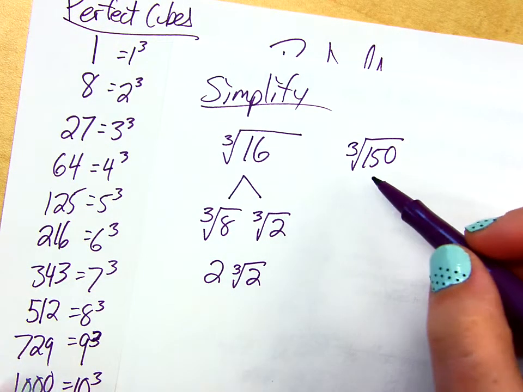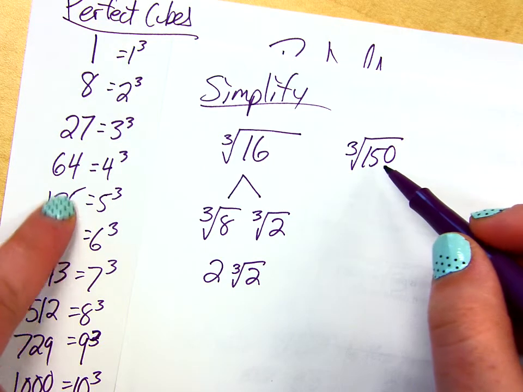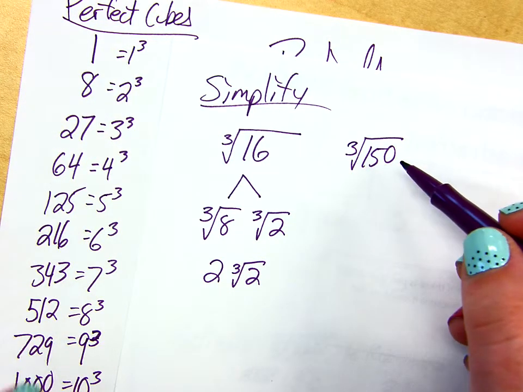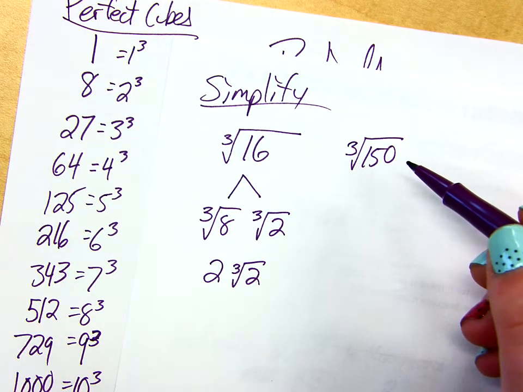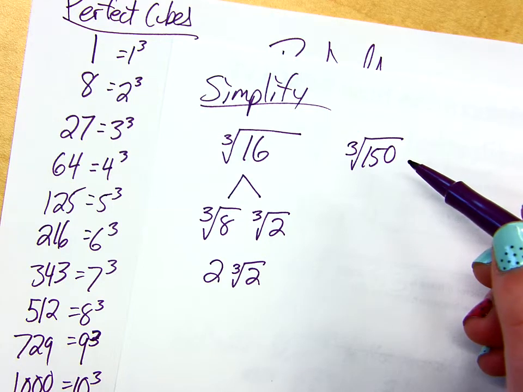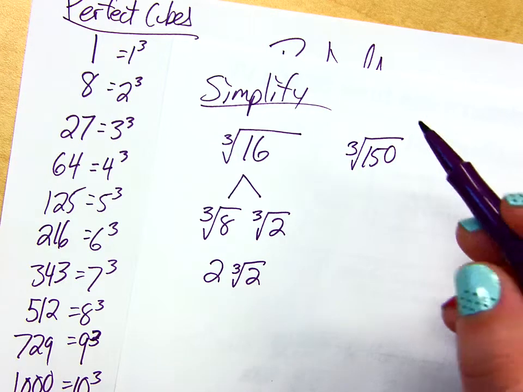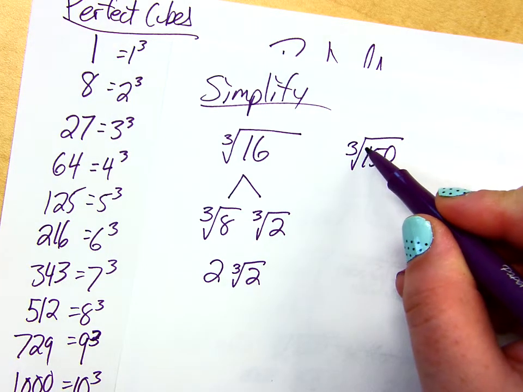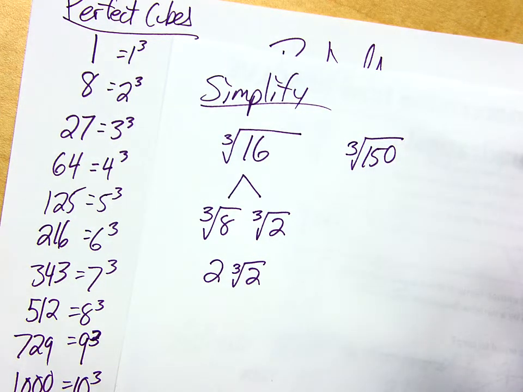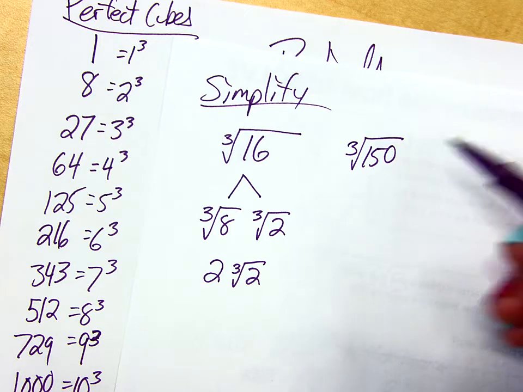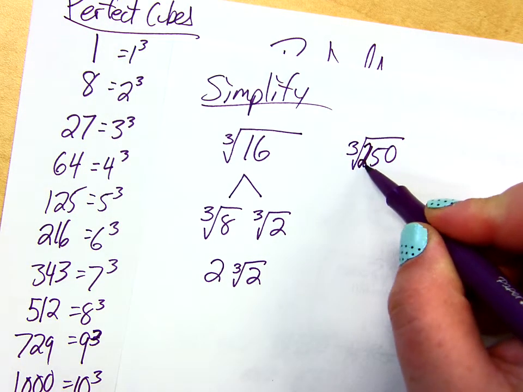So, the largest perfect cube that divides into 150 is... Oh, that's why you were all stuck. Because I messed up. I was supposed to do 250, not 150. Whoopsie doodle. That's why you're all like, there isn't one. Sorry. 250, just kidding around.